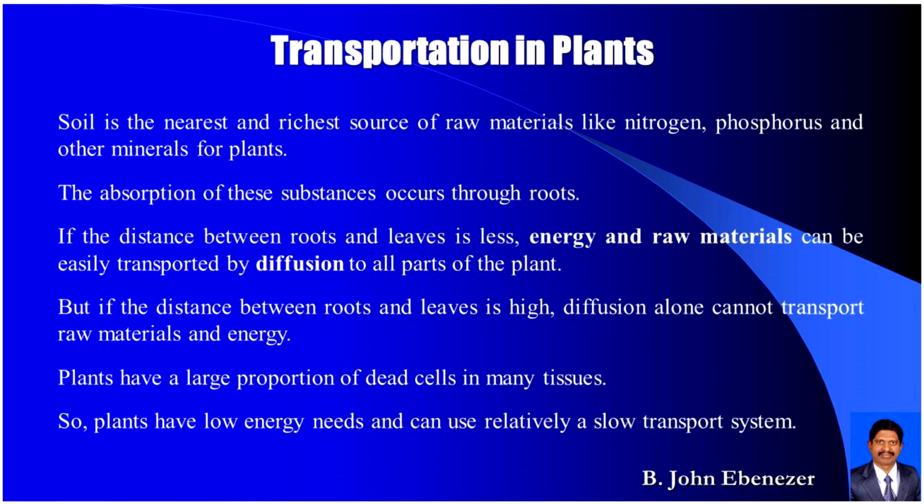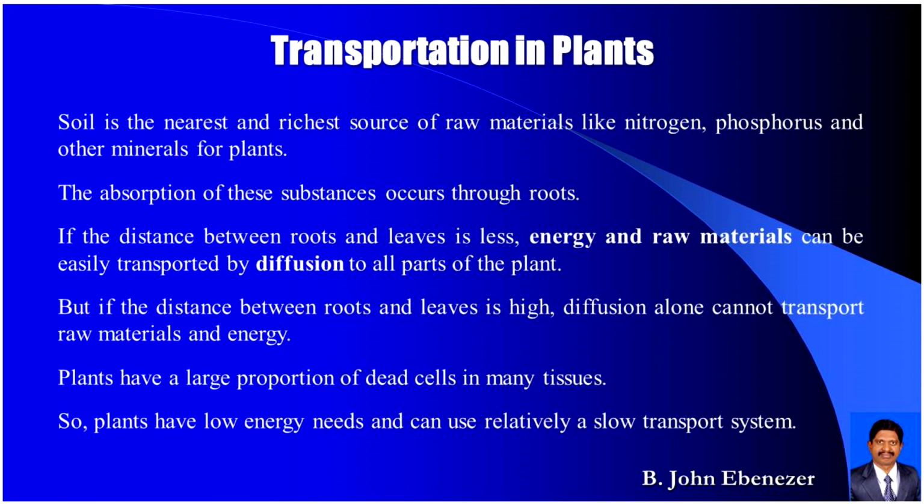Soil is the nearest and richest source of raw materials like nitrogen, phosphorus, and other minerals for plants. The absorption of these substances occurs through roots. If the distance between roots and leaves is less, energy and raw materials can be easily transported by diffusion to all parts of the plant. But if the distance between roots and leaves is high, diffusion alone cannot transport raw materials and energy.